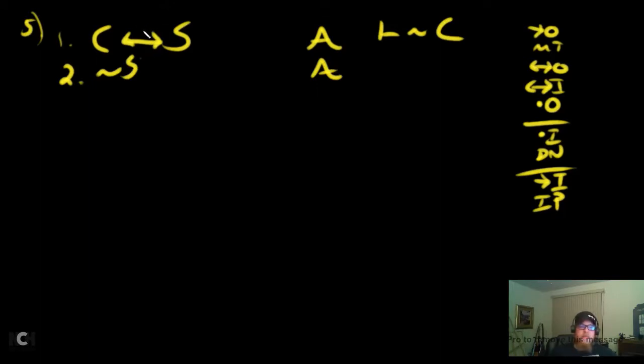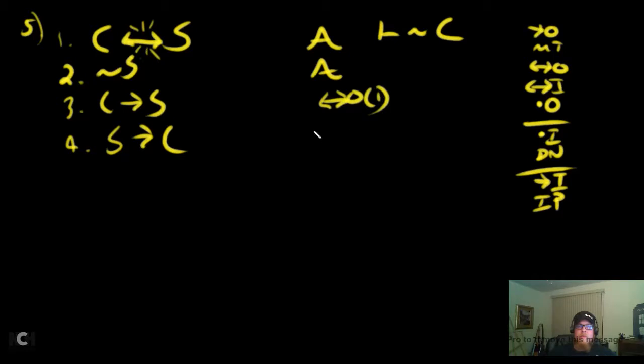So let's see what we got. Arrow out can't happen. Modus tollens can't happen. We do have a double arrow though. That breaks down into two things. We get C arrow S, and we get S arrow C. Double arrow out on line 1 for both.